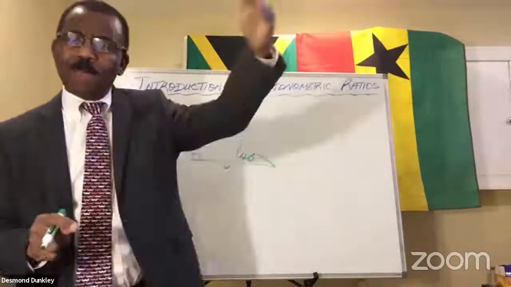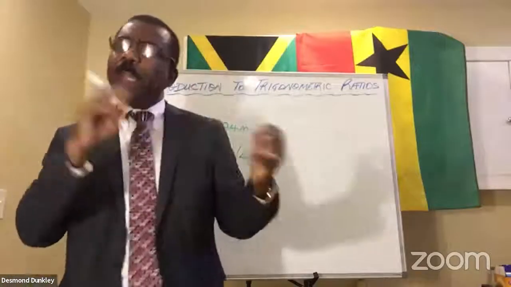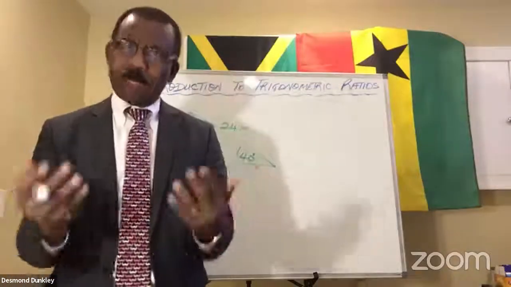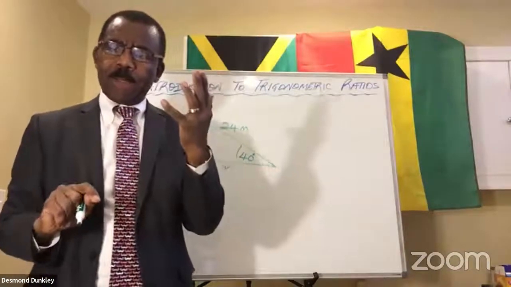A ratio is something compared to something. So I'm just trying to give you a preview as to what this entails. Again, what do we need? We need a right triangle, okay?